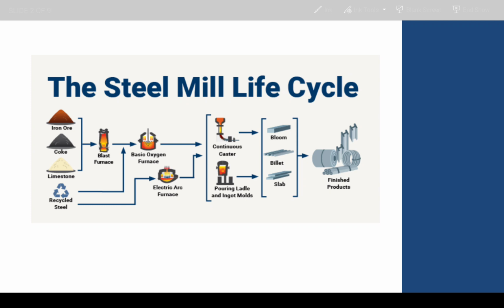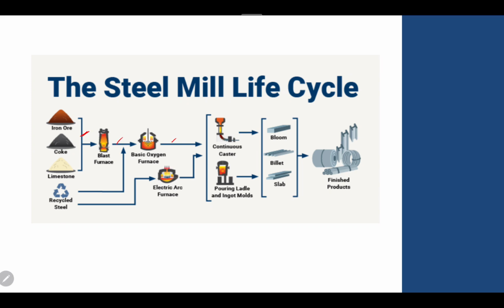Let's get started. The life cycle of steel in a steel mill involves several key stages, from raw material processing to producing finished products used in industries. Iron ore, coke, limestone, and recycled steel are the raw materials required for steel making.